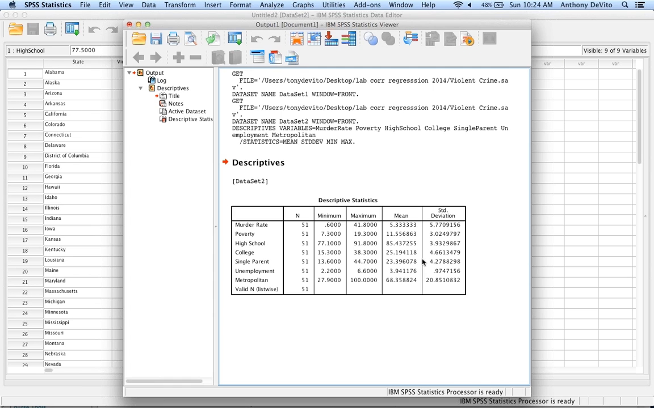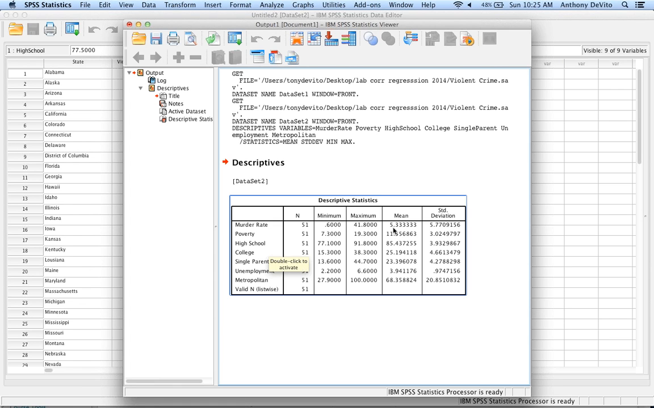I just want to find the mean. So the average murder rate was 5.3. The average poverty rate was 19. I'm sorry, it was 11.